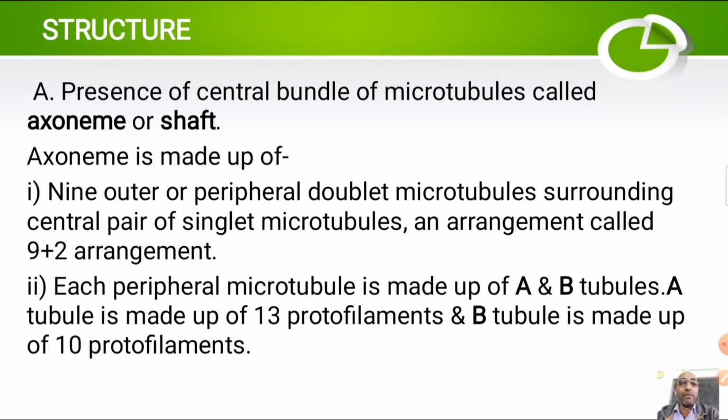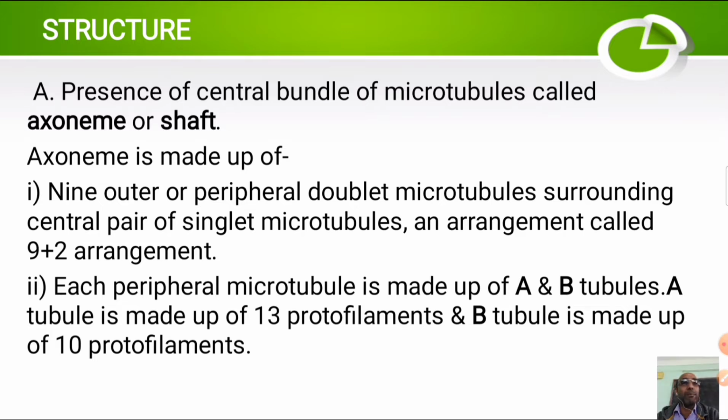Okay, I will show that in diagram. So, the presence of 9 peripheral doublet microtubule with central singlet microtubule. So, this type of arrangement is called as 9+2 arrangement. Got it?